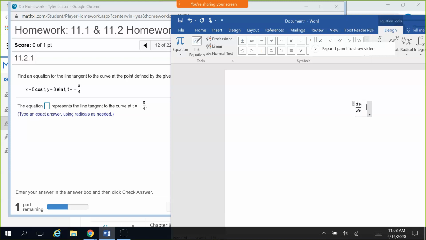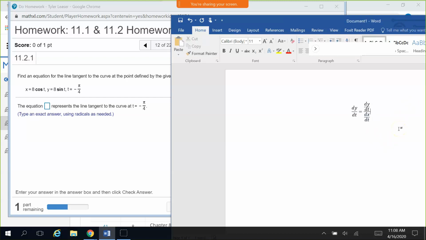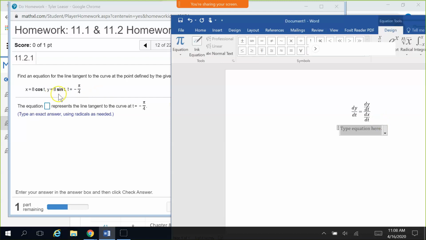I should have the formula in front of me, but I don't. I think it's just dy dt divided by dx dt. Yeah, I'm pretty sure that's what it is too. All we have to do is take the derivatives of the y function and then of the x function, take the ratio of those two things, and then plug in the point here.